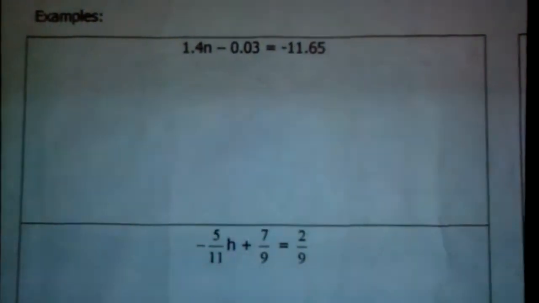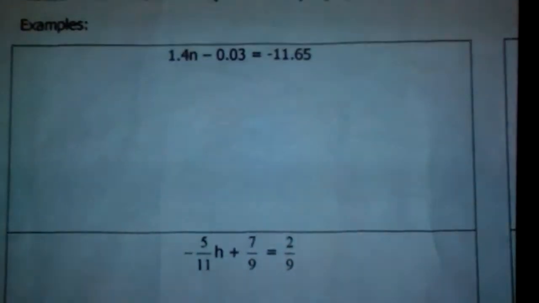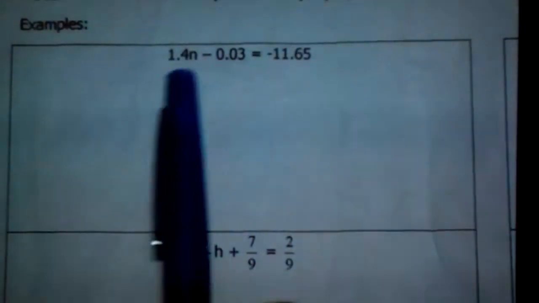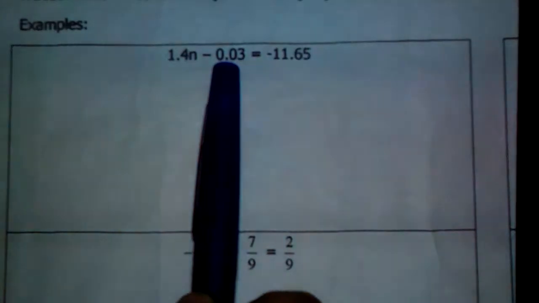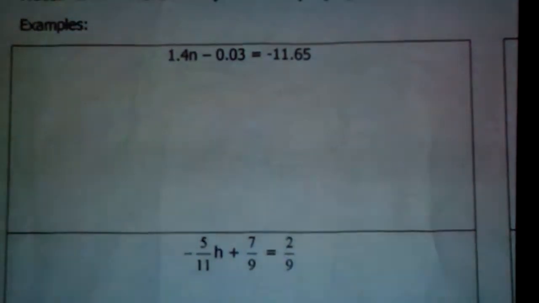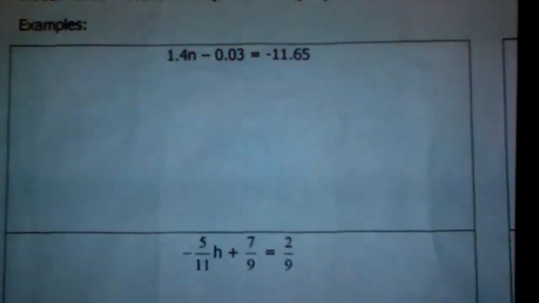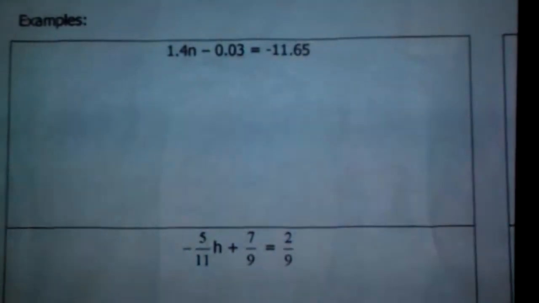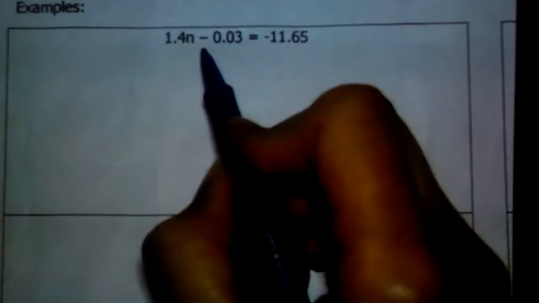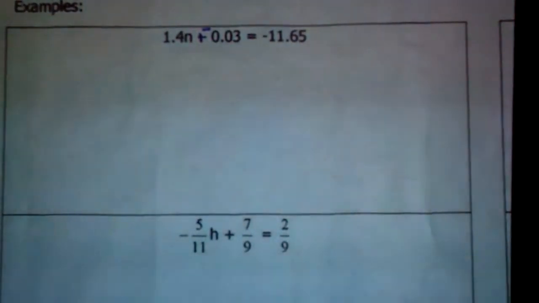solve them. So, first one, you'll notice that we have a term with a variable plus a term without a variable equals a negative 11.65. This one is very straightforward, just a simple two-step equation, except you have some decimals in there. That's okay, we can handle it. I am going to change this to plus a negative 0.03.